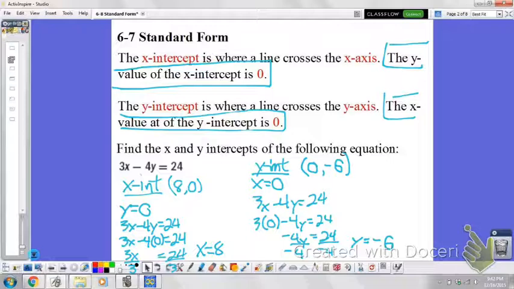So my point for my y-intercept is (0, -6). So, as a recap, to find the x and y-intercepts: to find the x-intercept, you substitute a 0 in for y and find x. And to find the y-intercept, you substitute a 0 in for x and find y. So it's pretty simple stuff. Just remember these two facts and you will be fine in finding your x and y intercepts.